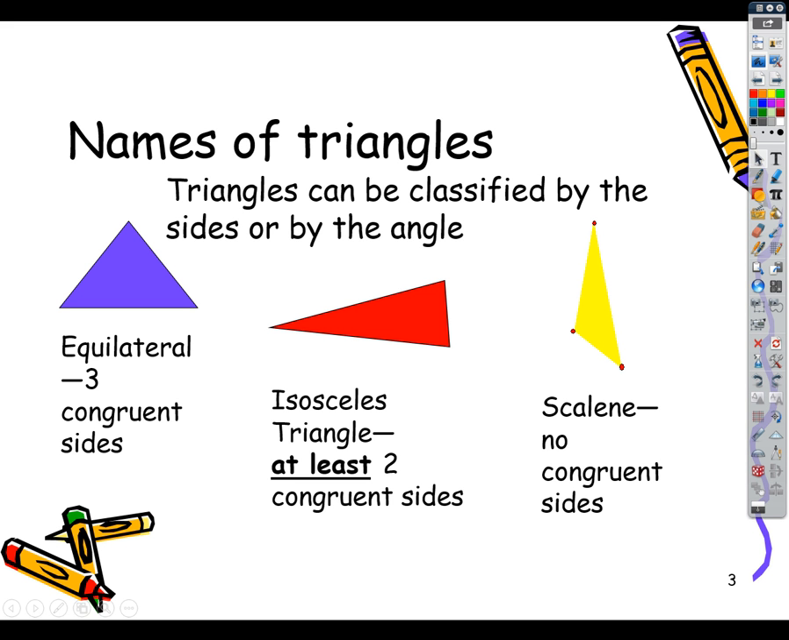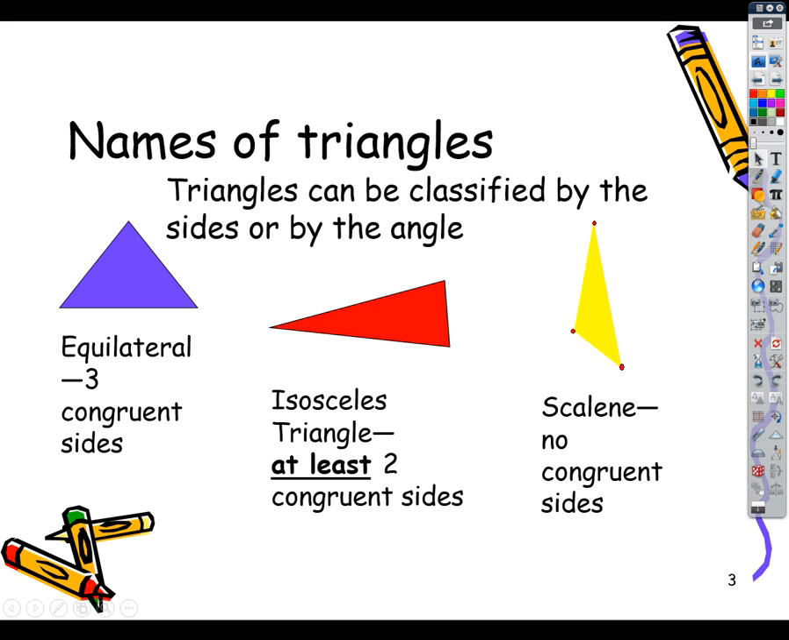Okay, isosceles. This is a little tricky. It's not tricky in a hard way, just tricky in a definition way. What's the definition of an isosceles triangle without looking? It's got two congruent sides. Okay, not quite. It's a little different. An isosceles triangle is a triangle that has at least two congruent sides.